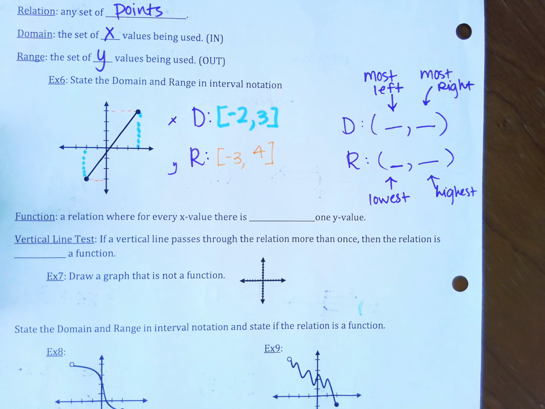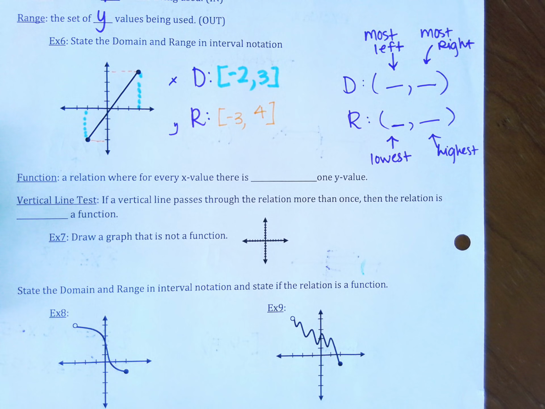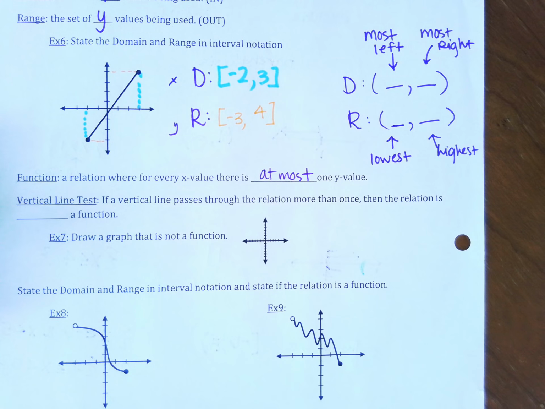For our next little section here, sometimes we have functions or relations that are specific. They're a specific type of relation, and most of what we deal with are relations that are functions. Now, the definition of a function is that for every x value, there's at most one y value. So we can't have 2 y values associated with an x value.